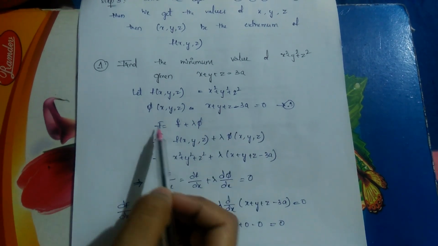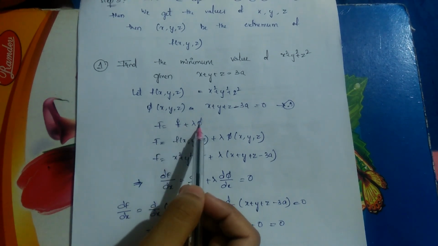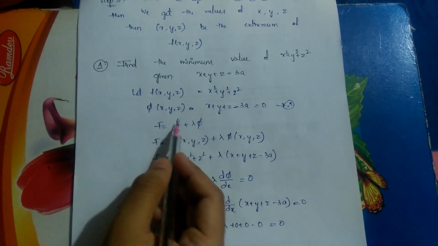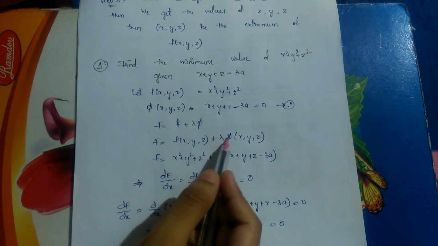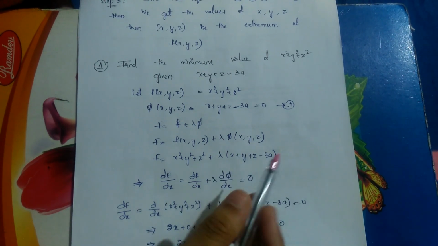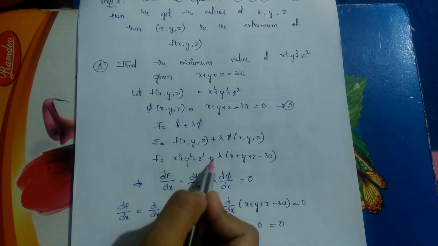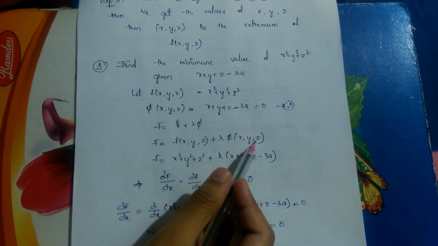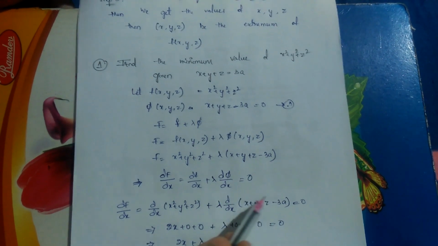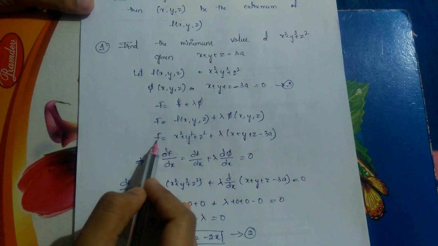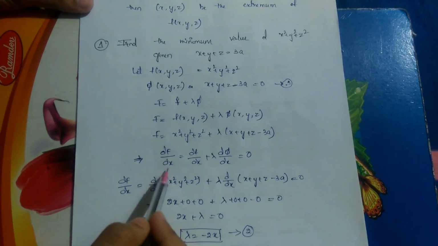Then the condition comes as Lagrange's multipliers, that is F equals small f plus lambda into phi. Then F equals this function of x, y, z variables plus lambda into phi of x comma y comma z. Here this function comes as x square plus y square plus z square plus lambda into phi of x comma y comma z, which is x plus y plus z minus 3a. Now we have to differentiate this function with respect to x, y, and z. So at first we are differentiating with respect to x.